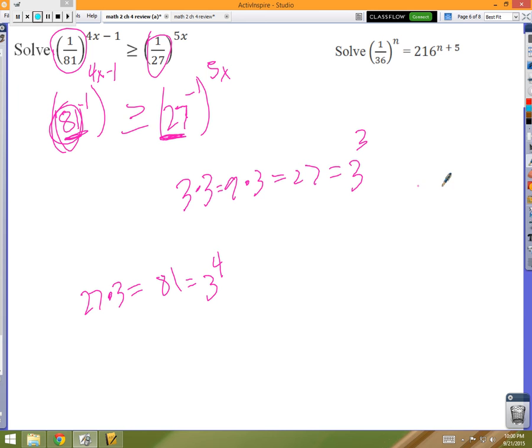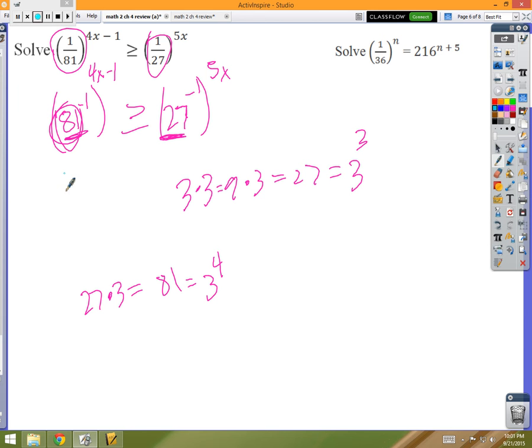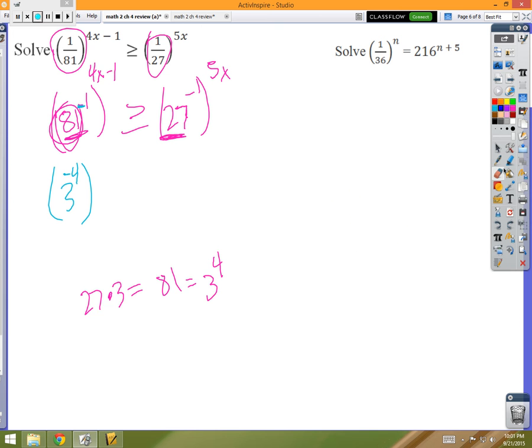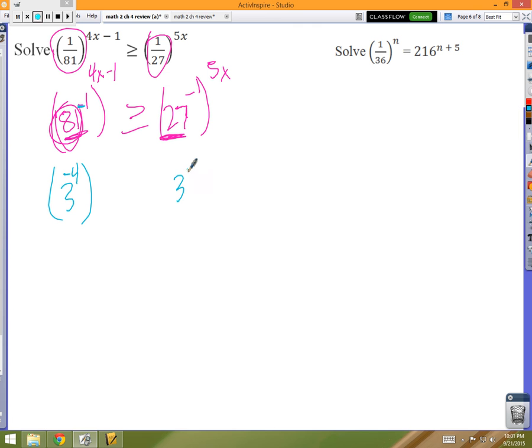So now I'm going to swap out 81 for 3 to the 4th. But it's got to be a negative 4, because this is a negative 1. Okay, and on the right side, the 27, I'm going to swap out a 27 for 3 to the negative 3. Okay, now here's what we've got. We're in business. My bases are now the same. So if your bases are the same, these exponents have to be the same.